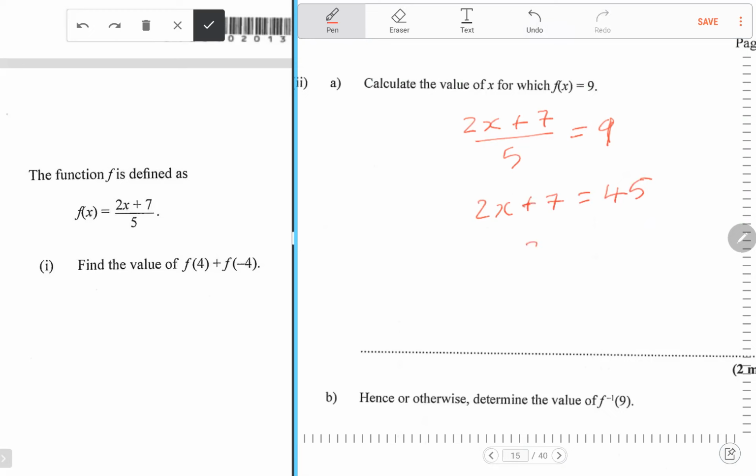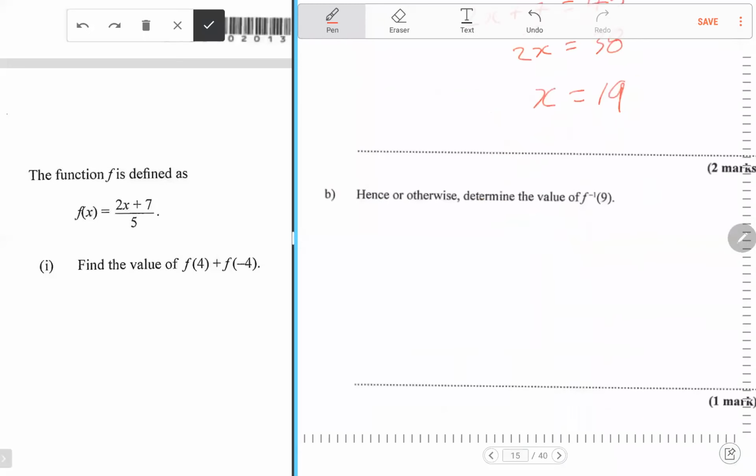We're going to get 2x equals 45 minus 7, which is 38. Then we divide by the 2, and you get x equals 19. Mathematics, nice. Easy question. I like them easy.